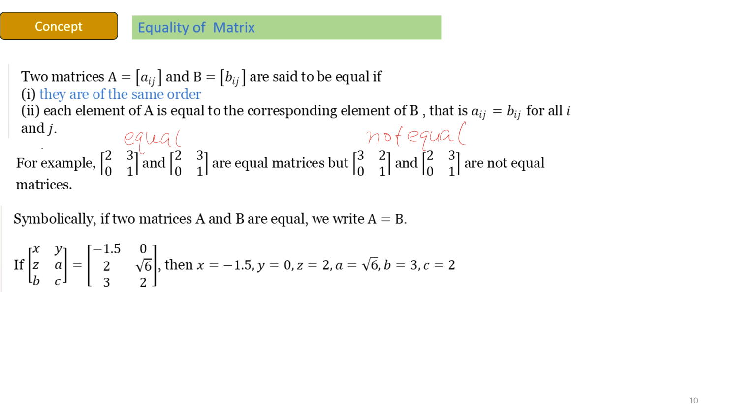Zero matrix. A matrix is said to be a zero matrix or null matrix if all its elements are zero.